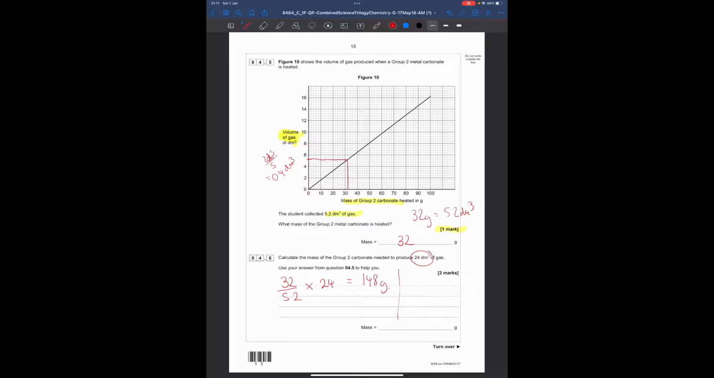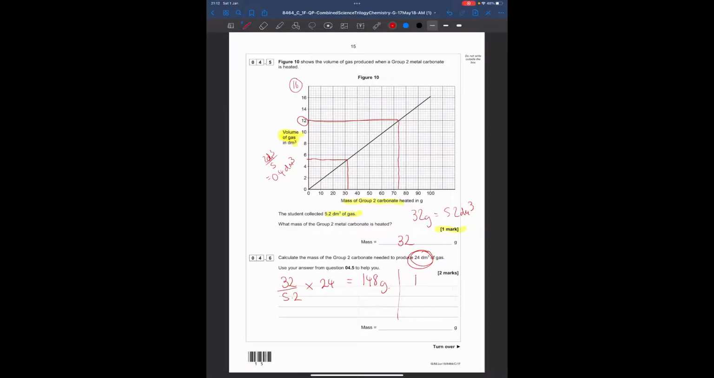If you look at the graph and you know that you're after 24 decimeter cubed of gas, but your y-axis only goes up to 16, okay? So what you might want to do is look for a number on your scale that could go into 24. For example, we know that 12 is half of 24. So if we know how much carbonate is needed to make 12, we can just double it, because it's a straight line, and then work out how much it would make to 24. So you can go along at 12, and then down, again, using the same process as before.